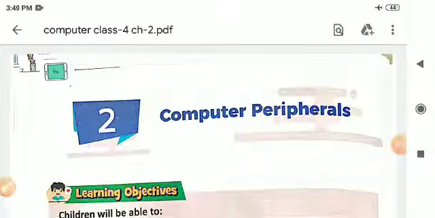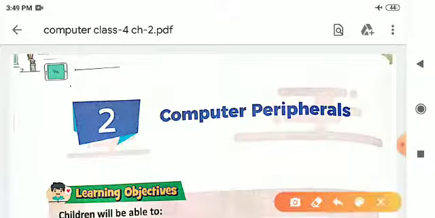Today I am going to explain computers. This is your chapter 2 and the topic is computer peripherals. Peripheral means a piece of equipment that is connected with the computer.